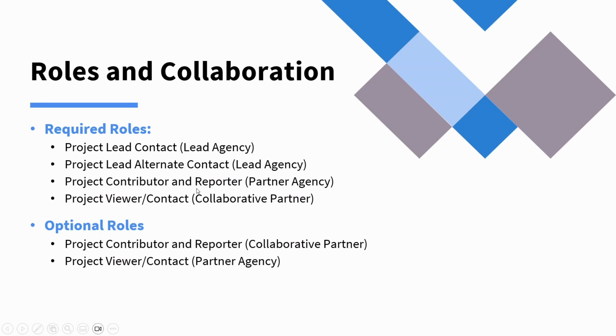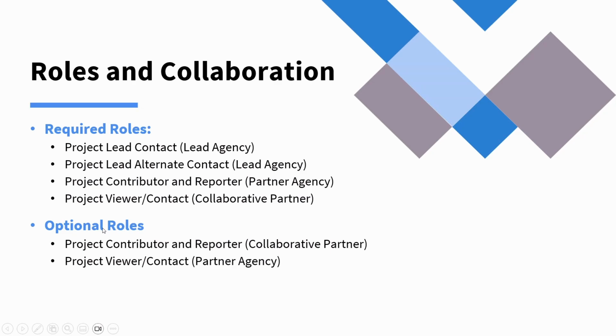Then you have these two required roles down here. Project contributing reporter is required for every partner agency. They do have limited editing capabilities, and on the fiscal report, they have the ability to edit the specific chunks of that report for their particular agency. And the last required role is the project viewer, or AKA contact, for a collaborative partner or higher ed partner. This role doesn't really have any actual abilities to impact the plan, application, fiscal reports, anything. They do have visibility. This is a visibility only role, and it serves as a point of contact for that agency for any questions that come up.